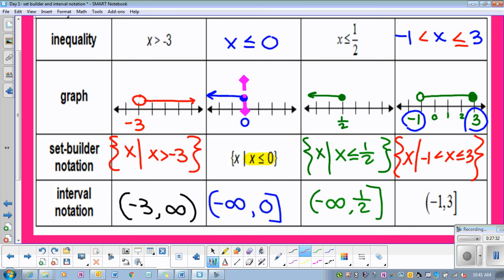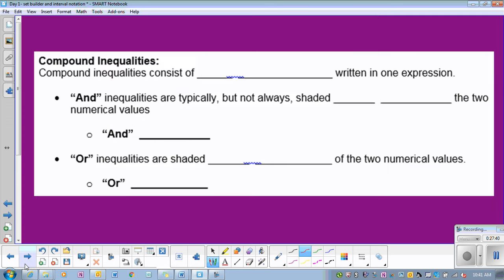Question. All right, you feel good? No? All right. Okay, so let's look at the next part then. On the back of your notes, we have compound inequalities. So compound inequalities are basically just two inequalities written as one, like written as one expression.